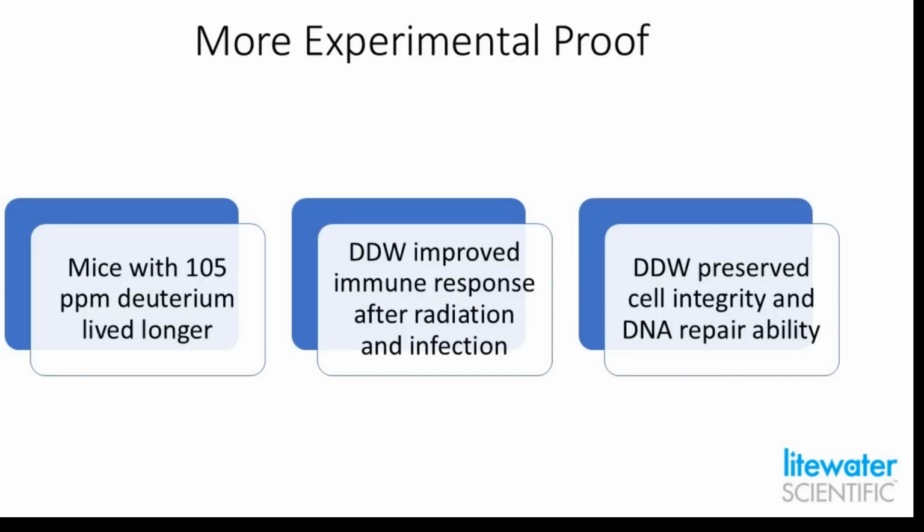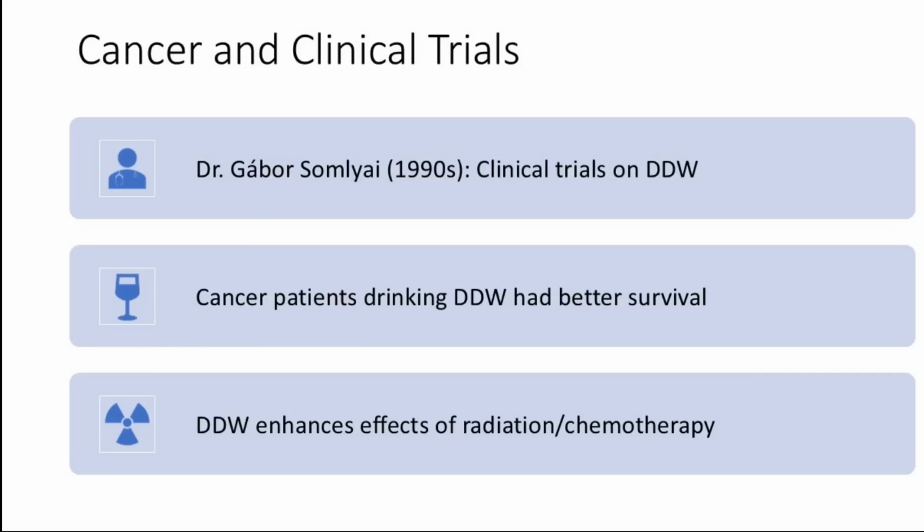These animal tests were carried out for the sole purpose of evaluating the effect of deuterium depletion for patients undergoing chemotherapy. This, along with the work of Hungarian Nobel Prize winner Albert Szent-Györgyi, inspired the work of Dr. Gabor Somlyai, a doctor and molecular biologist who in the early 1990s undertook the most extensive clinical trials of deuterium depletion yet completed.